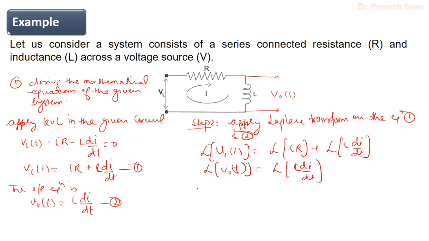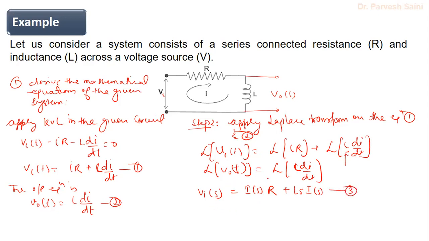So the Laplace transform will give us VIS is equal to IS into R, right? Plus, so this is a derivative term. So the derivative term will have S and the variable is I. So it is ISIS into L. This is the constant value, right? L is the constant value. See, this is, for example, equation number 3.